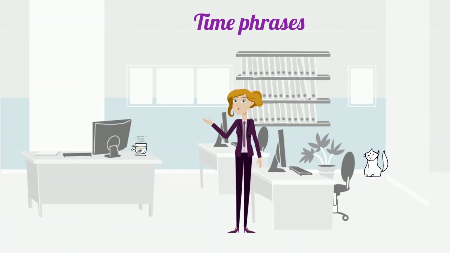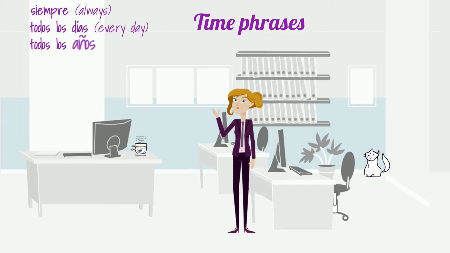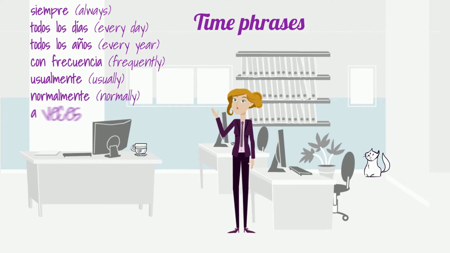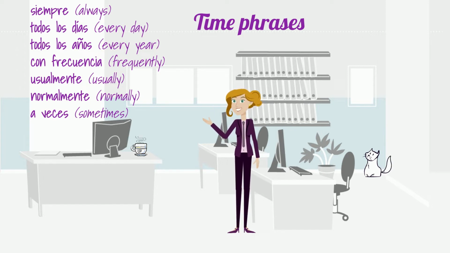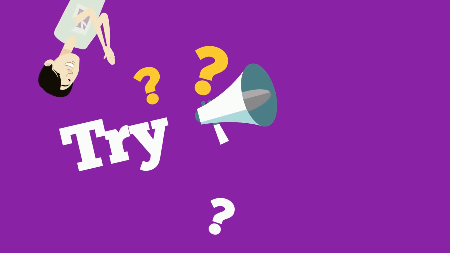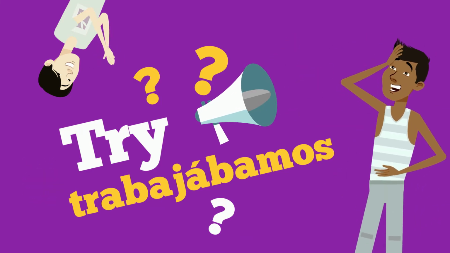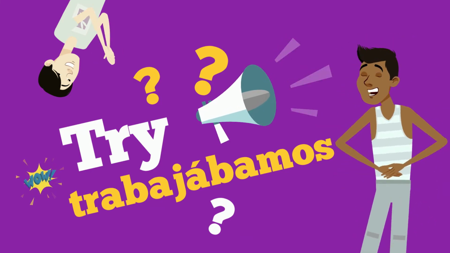Time phrases that indicate repetition will prompt the use of the imperfect, such as siempre, todos los días, todos los años, con frecuencia, usualmente, normalmente, a veces, etc. The imperfect tense tends to be one of the easiest tenses to conjugate, as well as the funniest. You try saying trabajábamos 5 times fast.